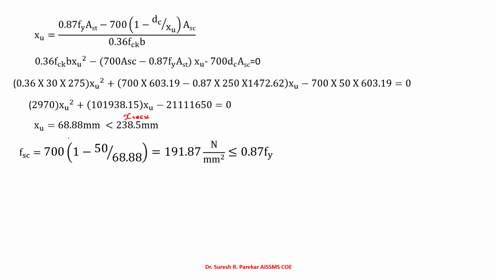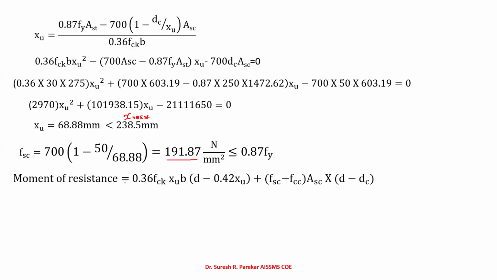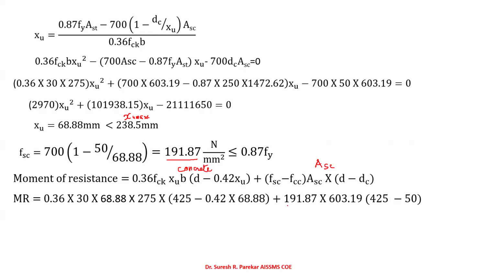And then we will find the value of fsc from this, which comes 191.87, which is less than 0.87 fy. So we have this value, 191.87, for fsc. And then we can find the moment of resistance. First part we have, that is for concrete, and second part we have, that is for Asc, the compression steel. Then substituting these values in the equation, we are going to get the value of MR.